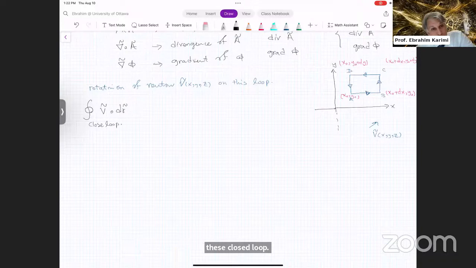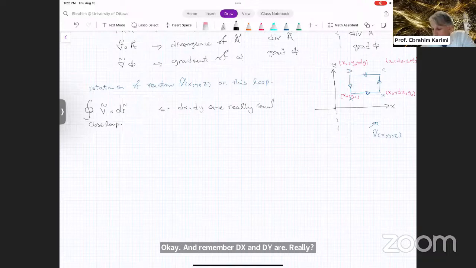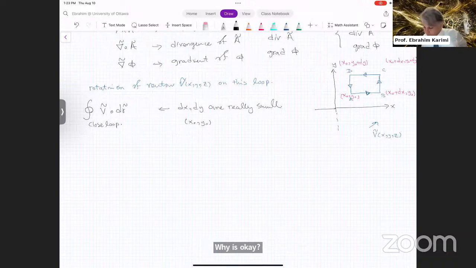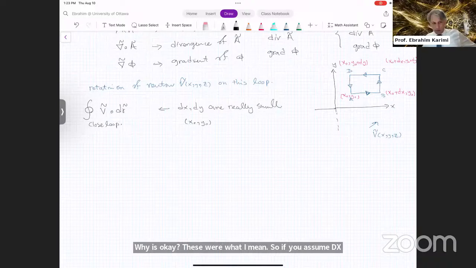Okay. And remember, dx and dy are really small. What I'm doing essentially is the rotation of vector v at the close point of x0, y0. Okay, this is what I mean. So if you assume dx and dy are small.